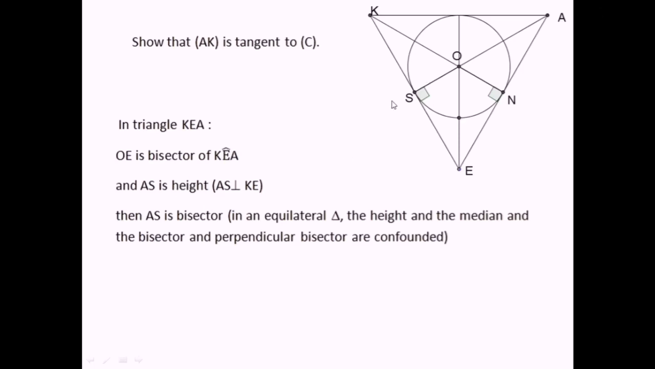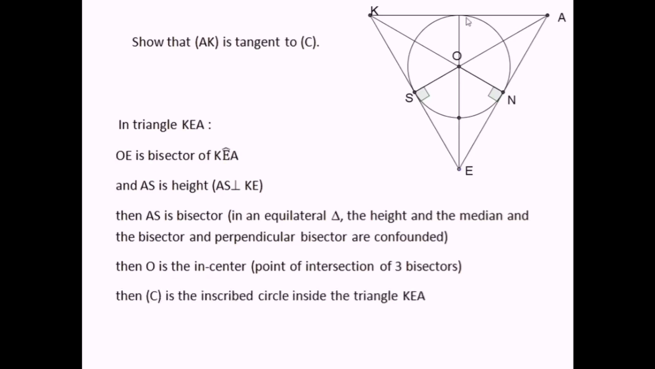So AS is a bisector and OE is a bisector, then O is the incenter. It is the point of intersection of the three bisectors. But we already proved that AE and KE are tangents to this circle. Then we can say that this circle is inscribed inside the triangle. Then KA or AK is the tangent to this circle.